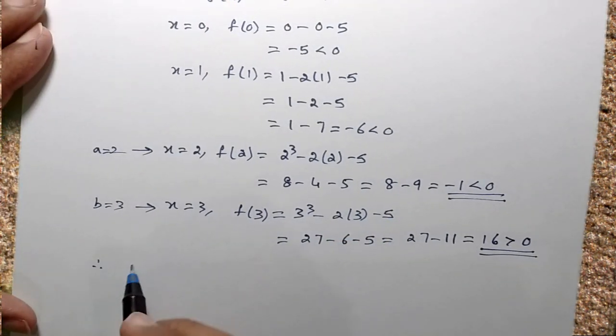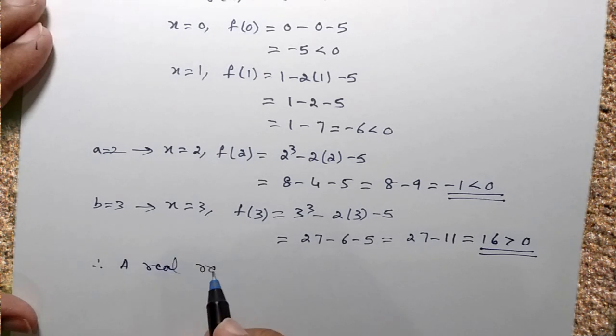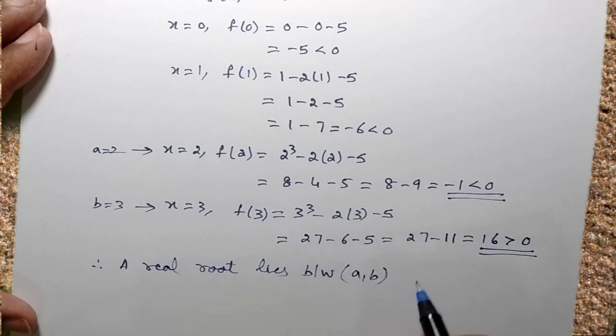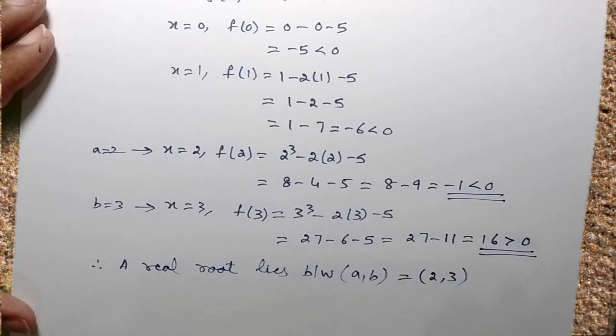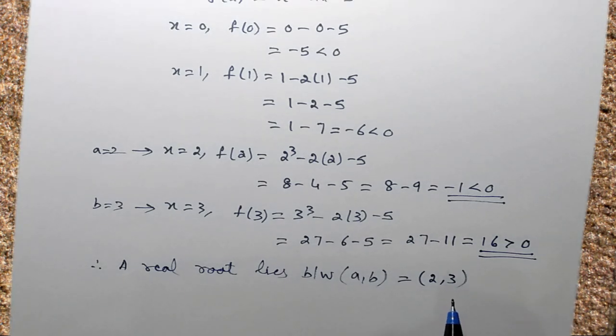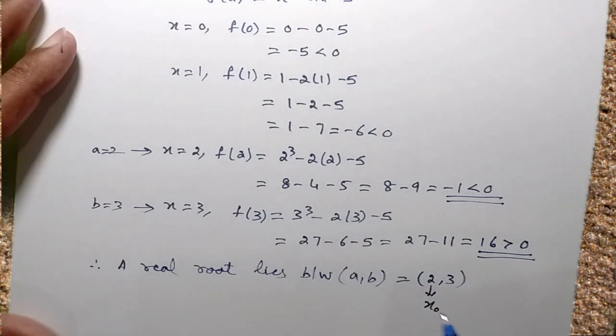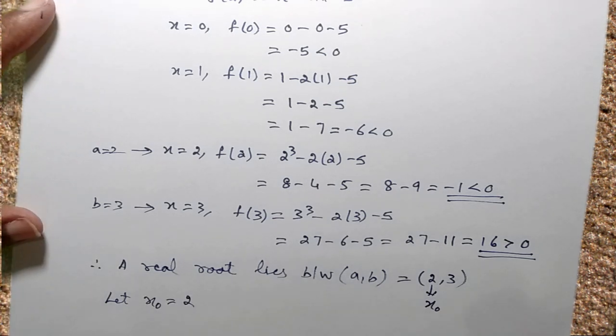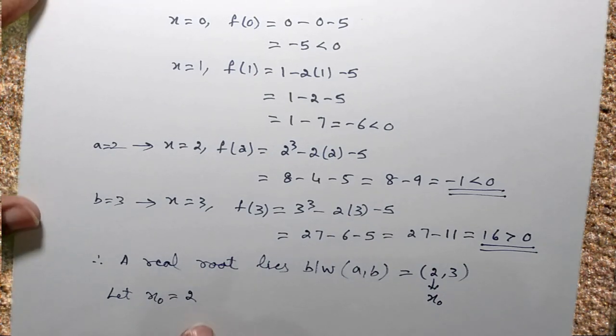So therefore a real root lies between these values of a and b. What is that a and b? 2 and 3. For the Newton-Raphson method you require only one root, so you can take one value over here. So x0 value you have to choose. If I take this first value as x0, so let us take x0 to be equal to 2. So once you know the value of x0, one root has been obtained.